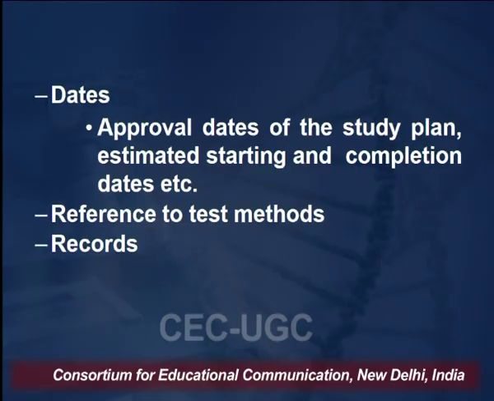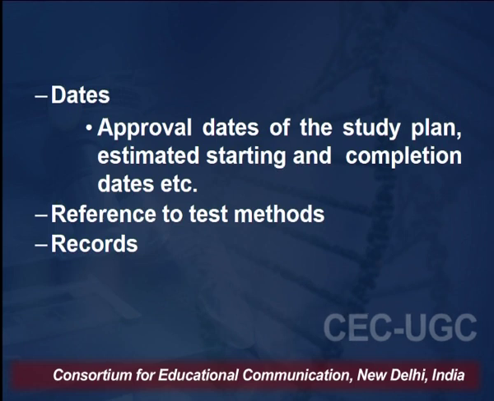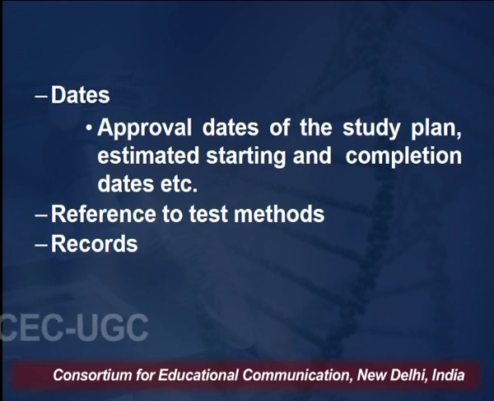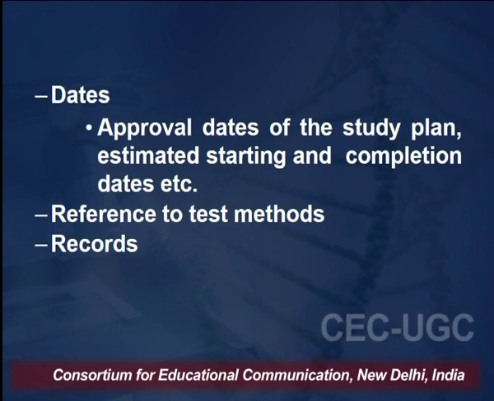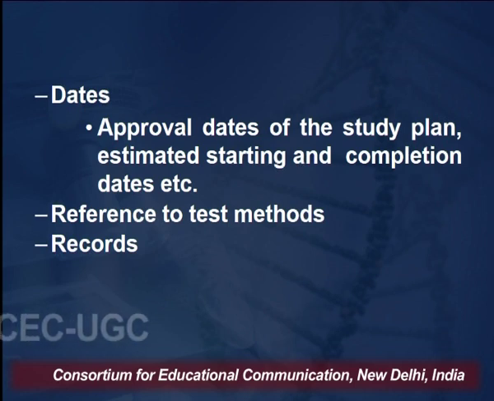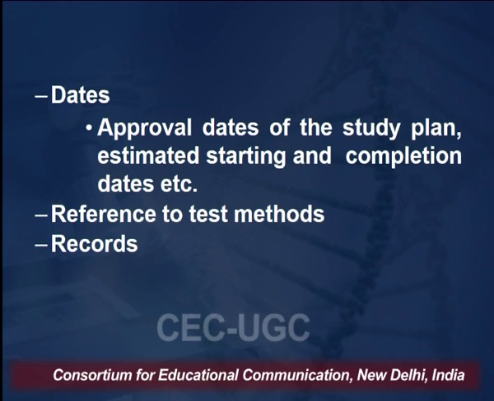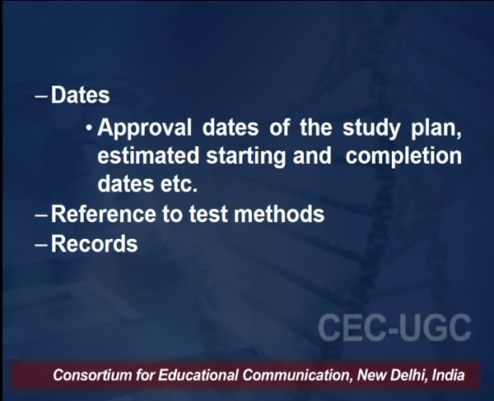Dates. Dates are important for conducting a study. Approval dates of the study plan, when the IAEC, the animal ethics committee, first conducted, and the number of animals approved. So we must record the approval dates of the study plan. Estimated starting: we took the approval in 2025. So in which month are we starting, July or August? We have to mention the exact date and month when we are going to start.